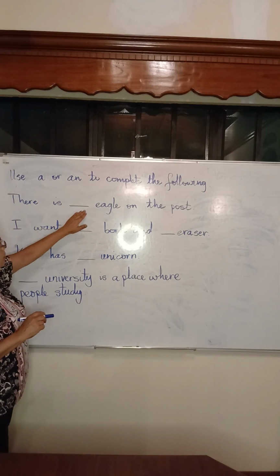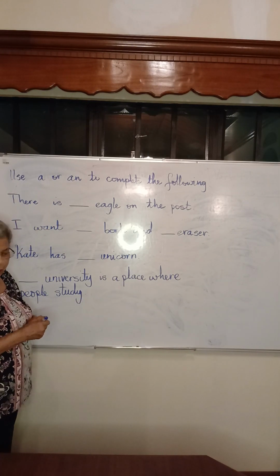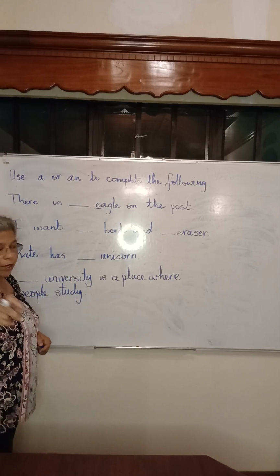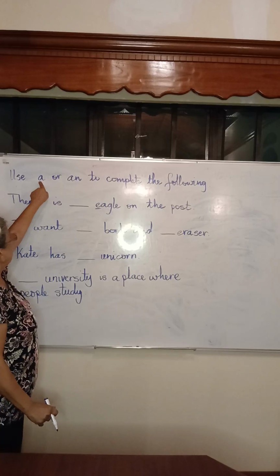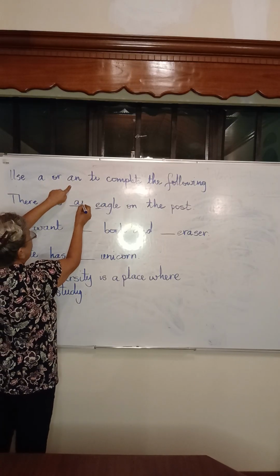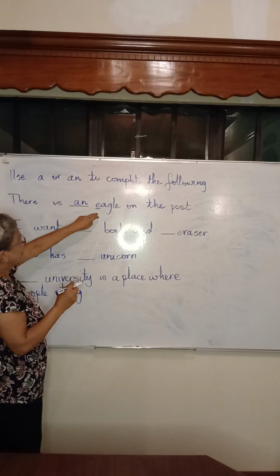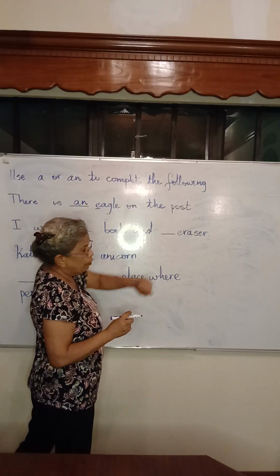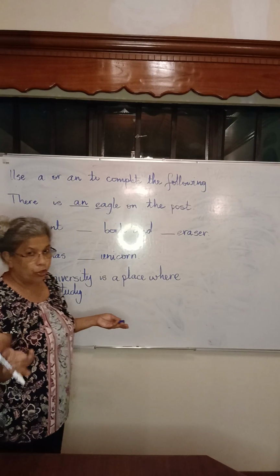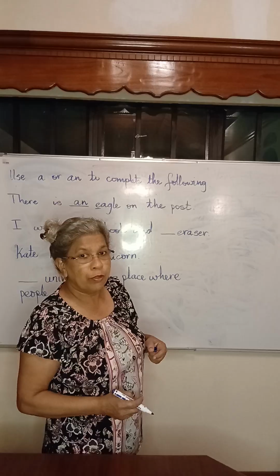There is something eagle on the post. So we have a vowel here. And once there's a vowel, you are not going to write A. You will write an. There is an eagle on the post. Now, there's a little exception to that rule that I'm going to show you soon.